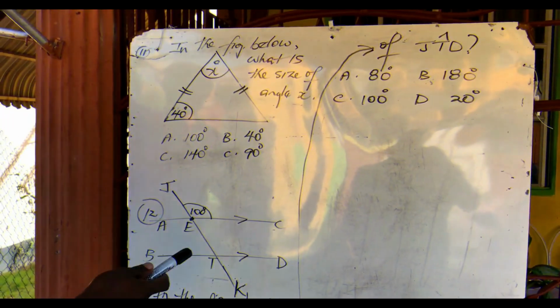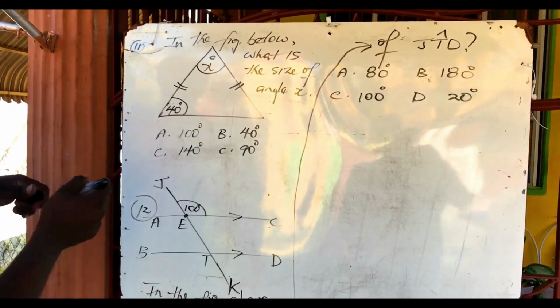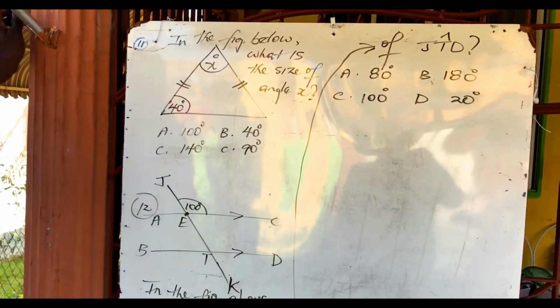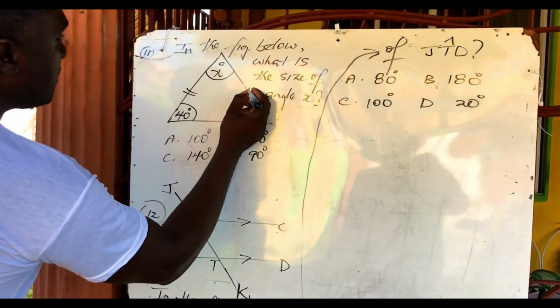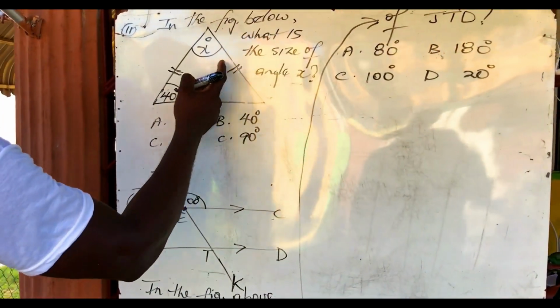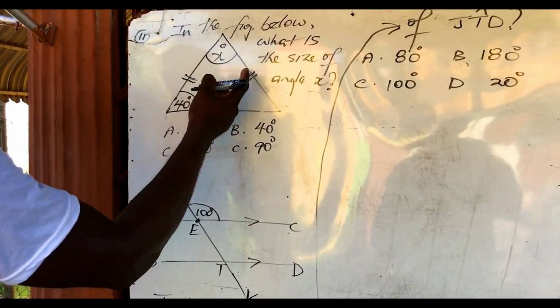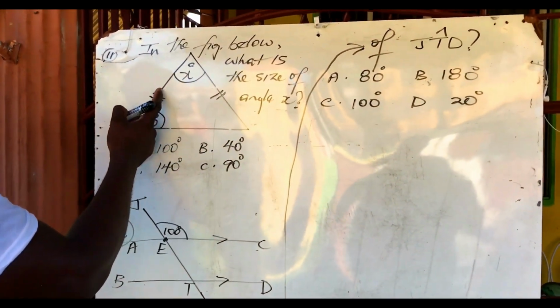In our first video, we have: in the figure below, what is the size of angle X? Now here, as you look at this, you see a triangle, and here you see two strokes right here. Now what does this suggest? Once you see two strokes here and here, or even a single stroke here and here, it suggests that this side is equal to this side.